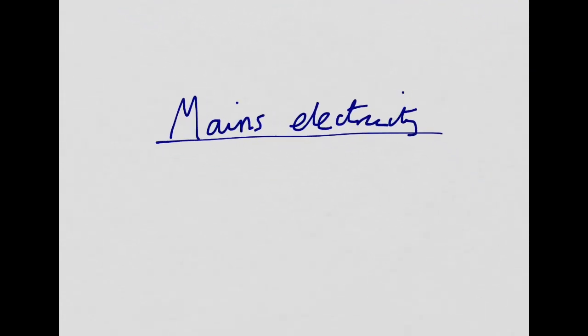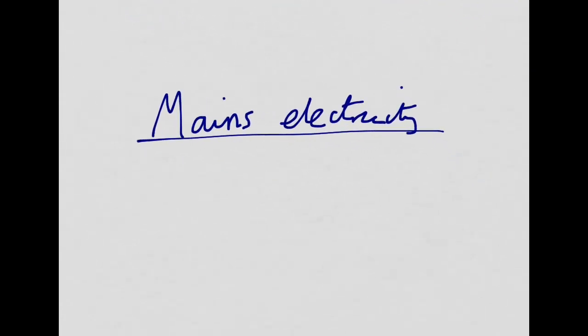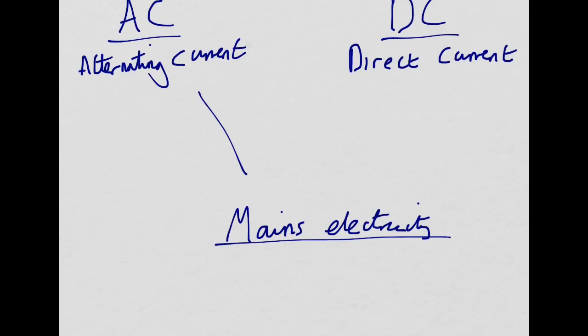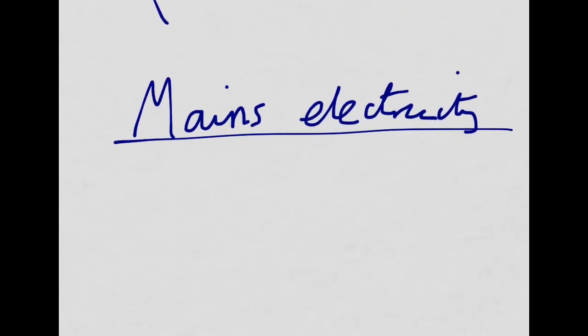When we talk about mains electricity, we are dealing with alternating current. The electricity that you get in your home through your plug sockets is delivered as alternating current. It's delivered at 230 volts.